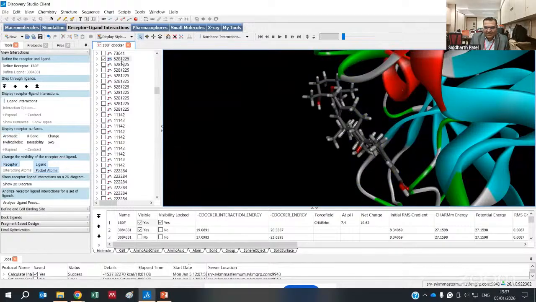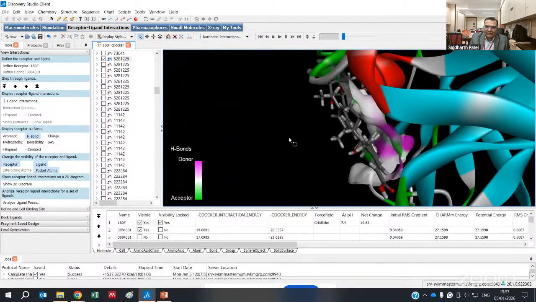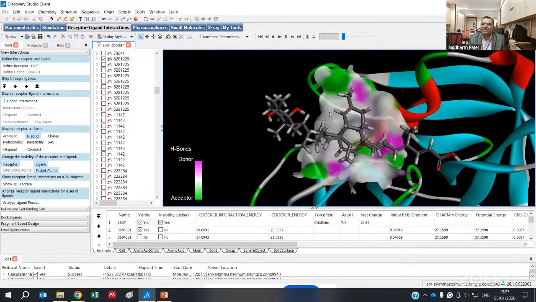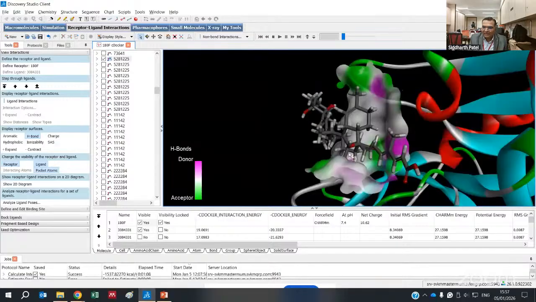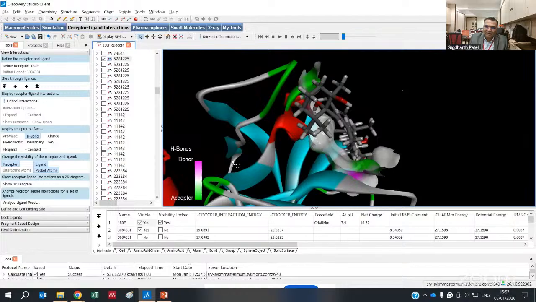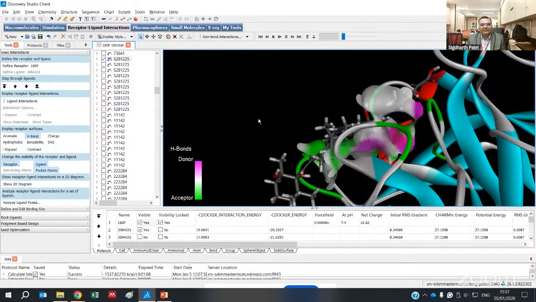Now the second effect I'll show you is H bond, hydrogen bonding. Again, the pink color is the area where the molecule has a hydrogen bond donor, and the green color is the area where the molecule has a hydrogen bond acceptor. So you can see the green and pink colors are available. Now the green and pink colors should not be so light, and they should not be so intense.